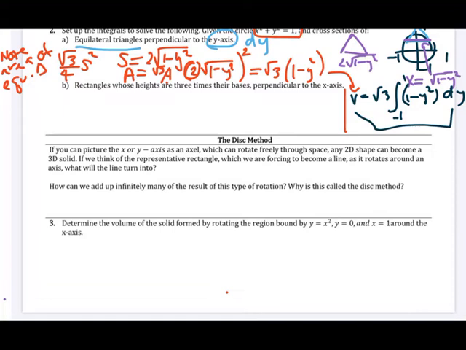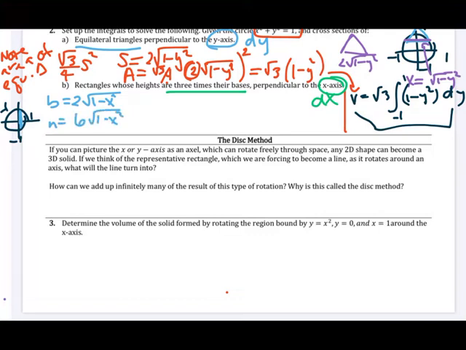Part B is asking us to do the same thing, except now the cross sections are going to be rectangles whose heights are 3 times their bases and perpendicular to the x-axis, which means now we're going to be looking at dx instead of dy. So now we're forming our rectangles this way, and that length in terms of x, so each base is going to be equal to 2 times, now in terms of x, the square root of 1 minus x squared. The height is going to be 3 times that, so that's going to be 6 times the square root of 1 minus x squared.